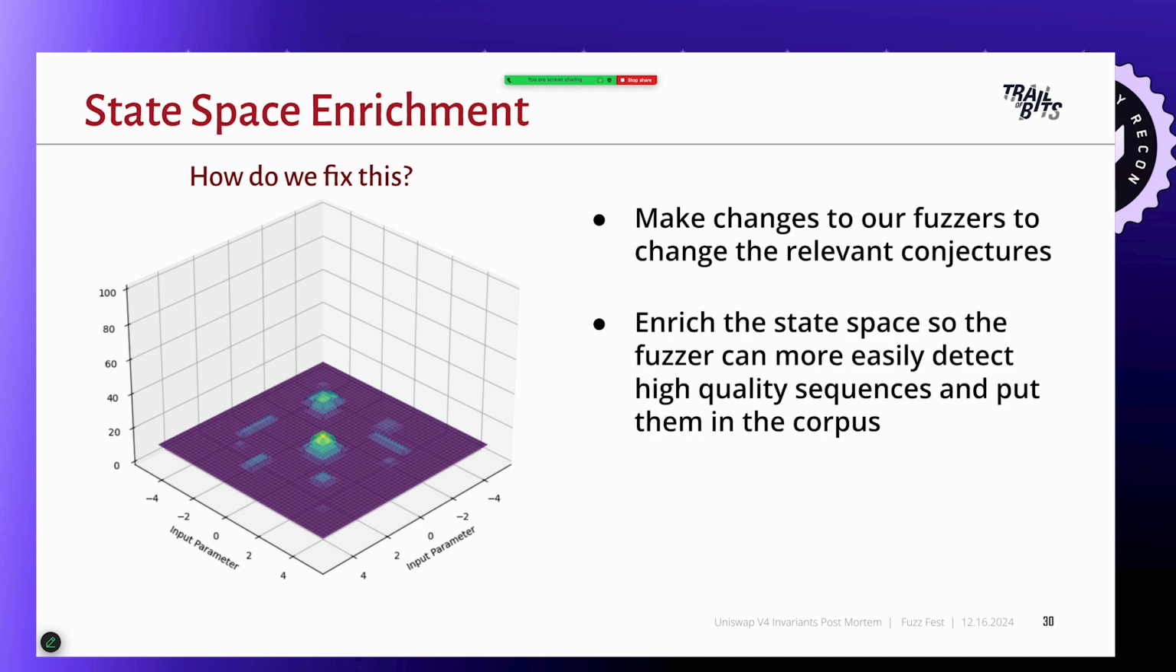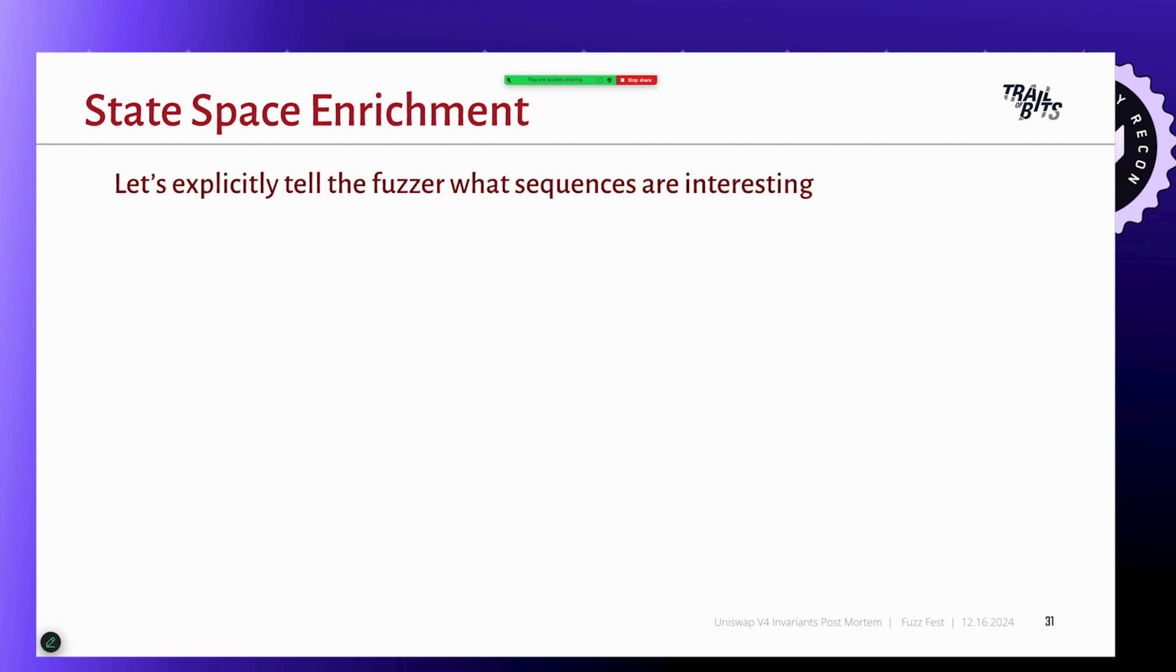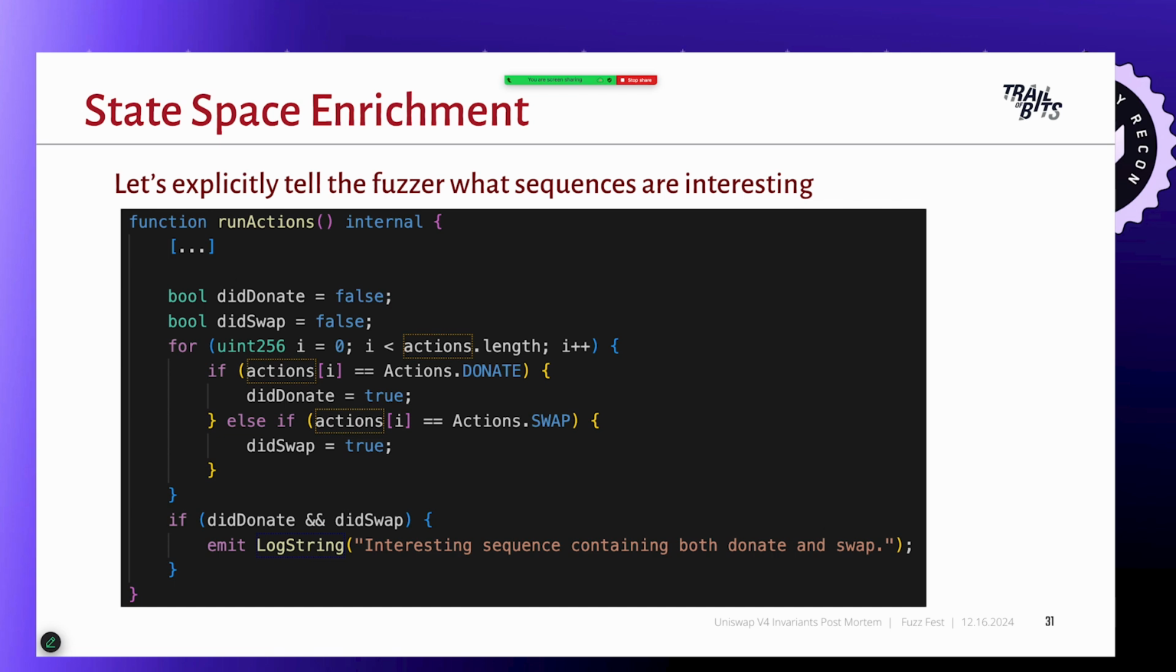So our backup here was to enrich the state space. What do I mean by state space enrichment? The idea here is that we want to make it way easier for the fuzzer to detect high quality sequences and to stick them into the corpus. And we do this by explicitly telling the fuzzer what kinds of things we think are going to be interesting. And so we've got some code here.